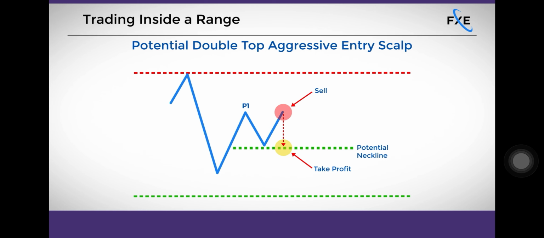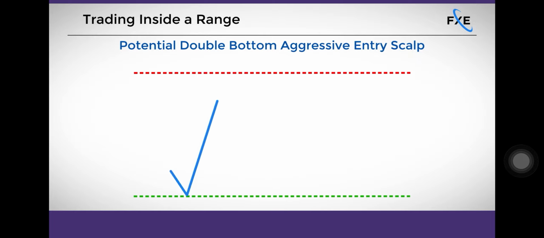Now we'll look at a potential double bottom aggressive entry scalp. The example that we can see on the screen is a potential double bottom aggressive entry scalp, where the buy position is placed at the second trough with the take profit level set at the potential neckline of the pattern.